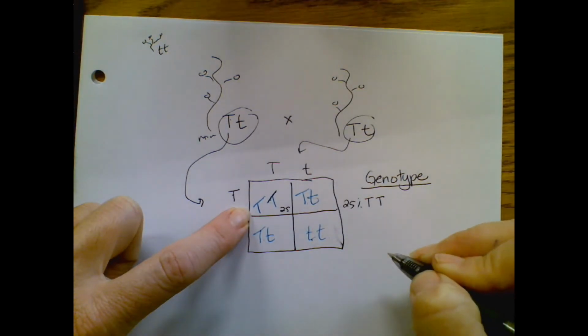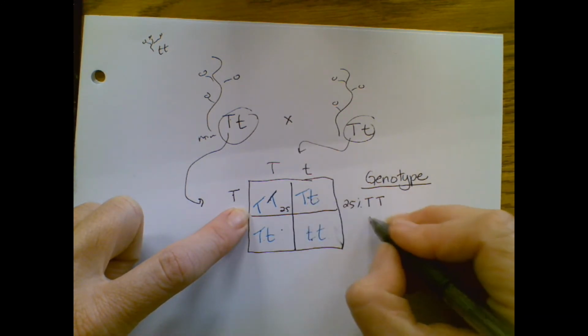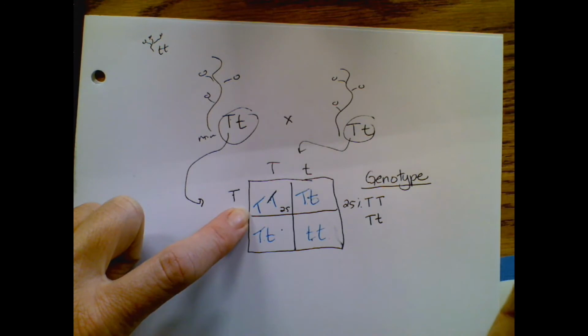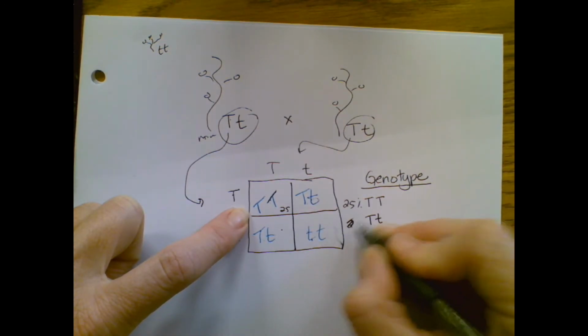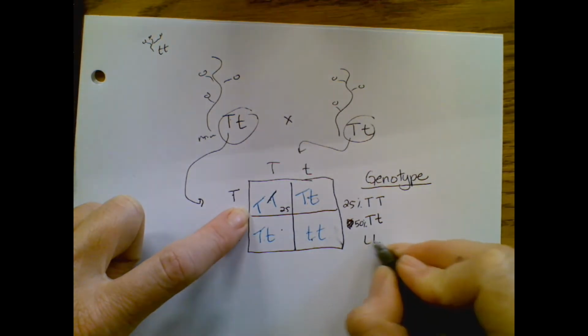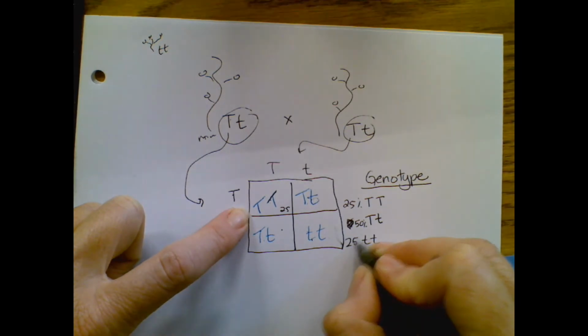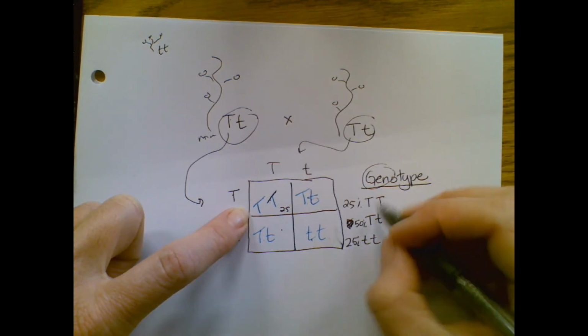It's big T, big T. 2 of the boxes are big T, little t. What percent is that? It's like quarters, 2 quarters. And one of them is little t, little t. This is the genetics. These are the alleles they have. And you actually have to write down the horrible words.